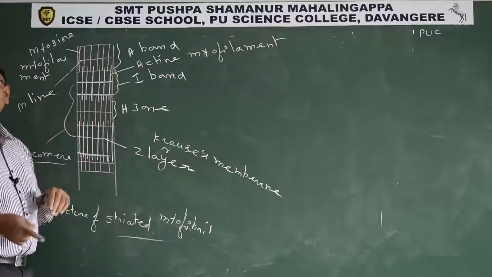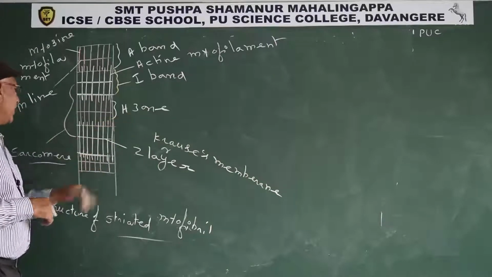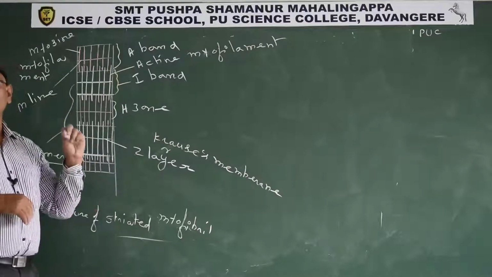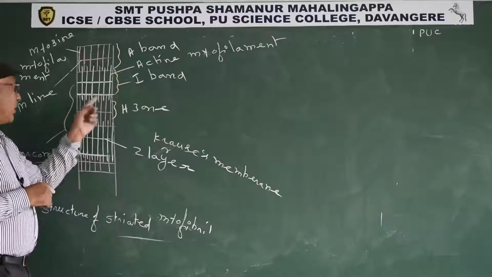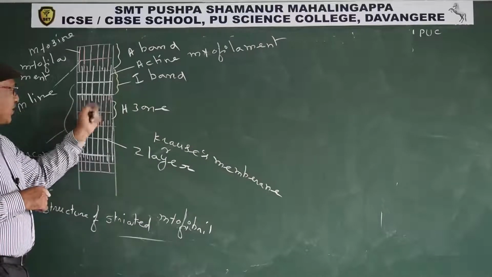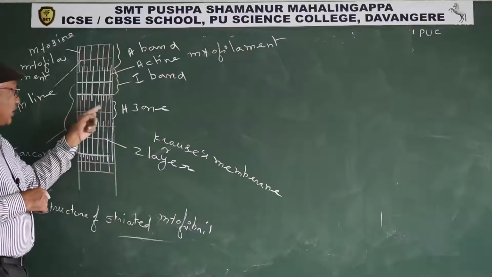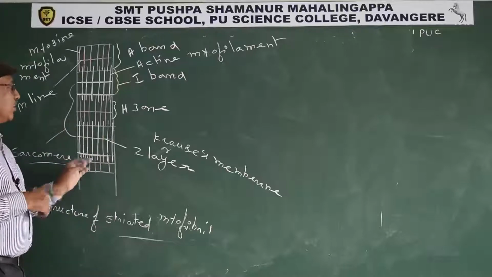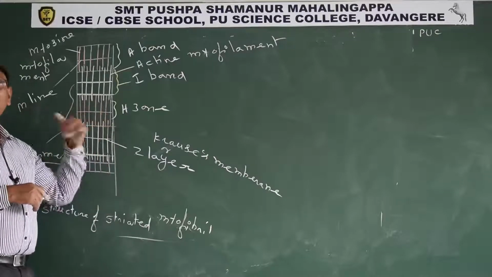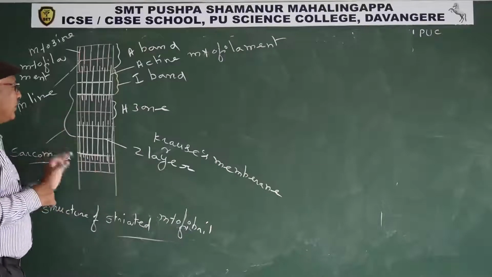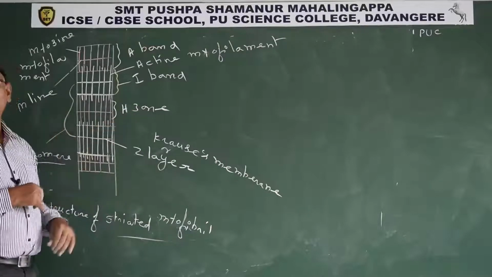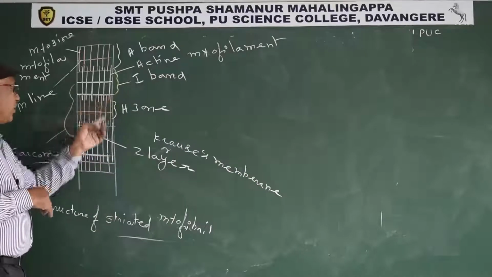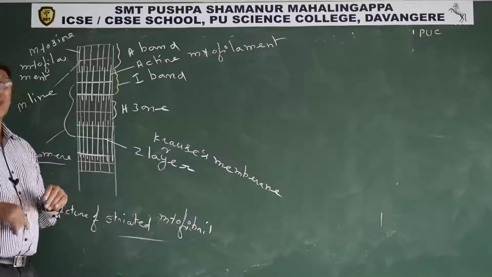What is H zone? The lighter zone present in the A band is known as H zone. Why is H zone lighter in the A band? Due to the presence of only myosin filaments. The peripheral part of the A band contains both myosin and actin, but the central part of the A band contains only myosin. So, simple definition: the lighter zone of the A band is known as H zone. H zone contains only myosin filaments. The peripheral part of the A band contains both actin and myosin filaments.